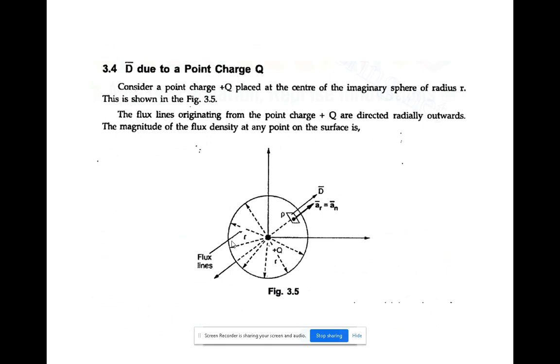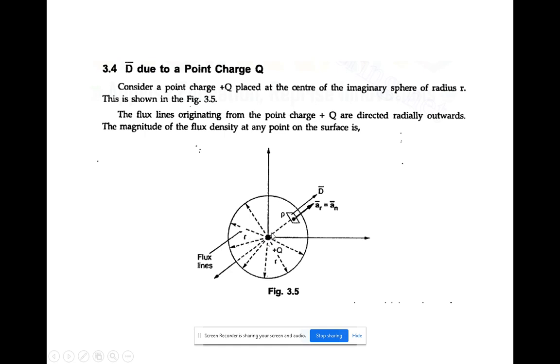Then, the D vector due to a point charge Q. D vector is the electric flux density due to point charge Q. Q is the center of your sphere. Imagine the sphere with the point charge Q at the center and radius R. So your plus Q charge is placed at the center of the sphere, and the flux lines originating from point charge plus Q are directed radially outward, in all directions.